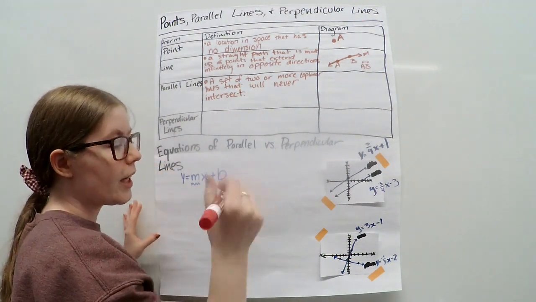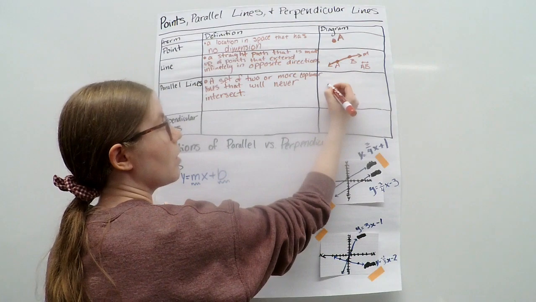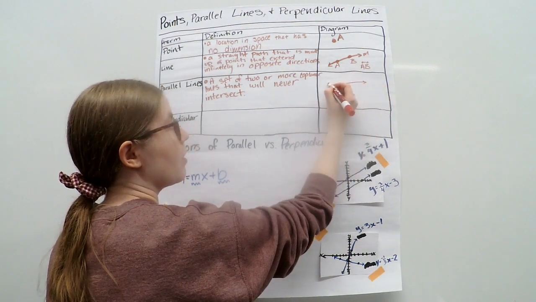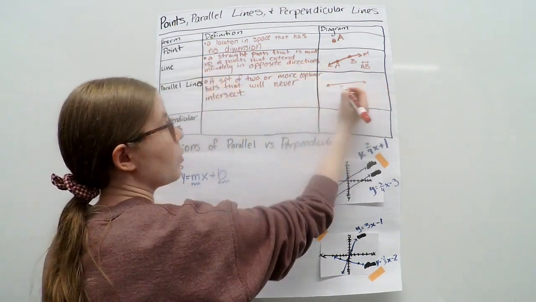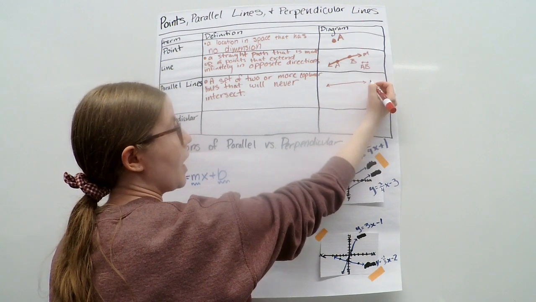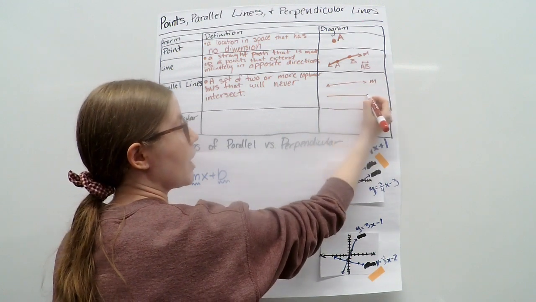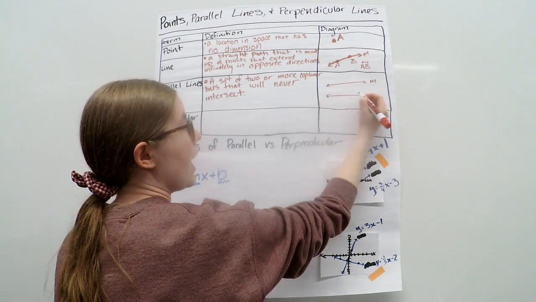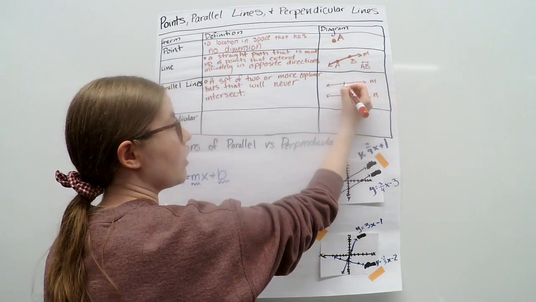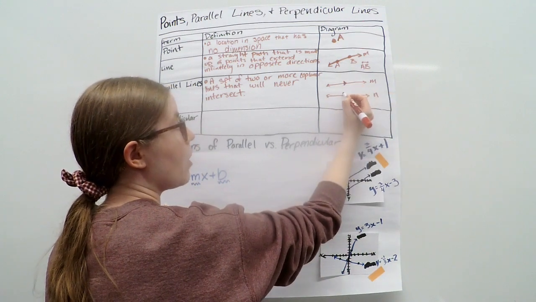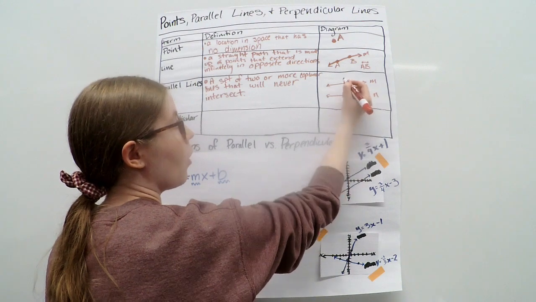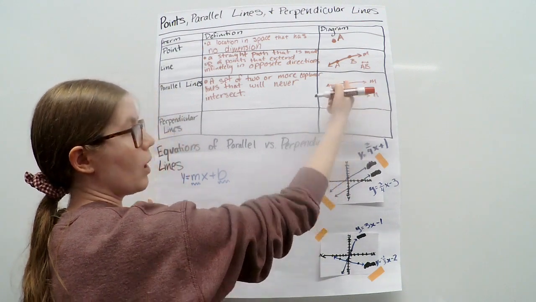Then when we're looking at a set of parallel lines, we'll have two straight lines, so we'll label this one line M, and then this one can be labeled line N. And these two lines are parallel, so I'll put a little triangle on them to signify that these two lines are parallel.